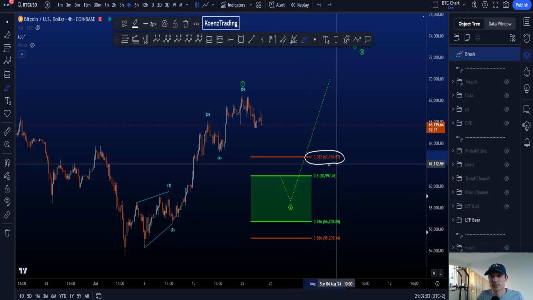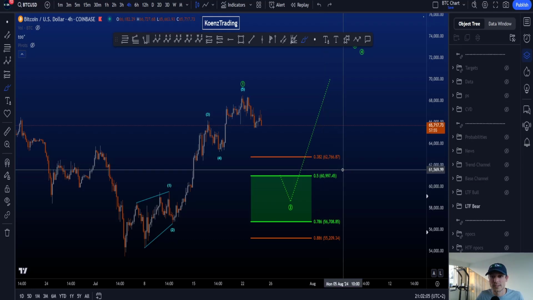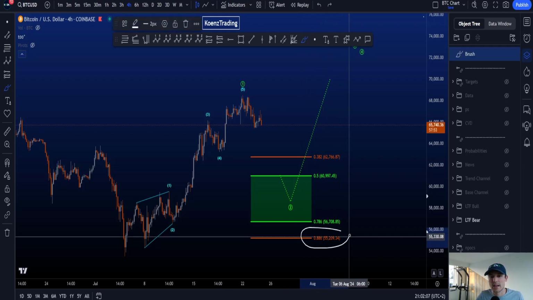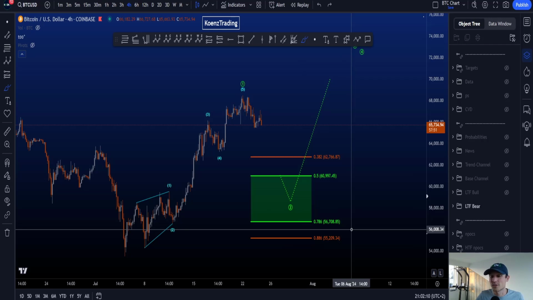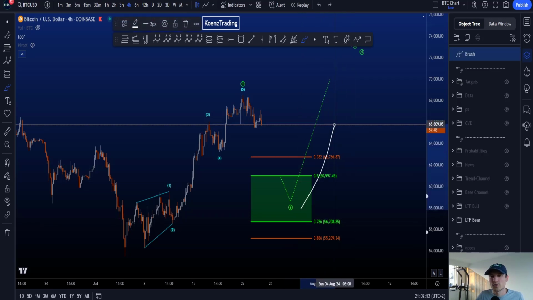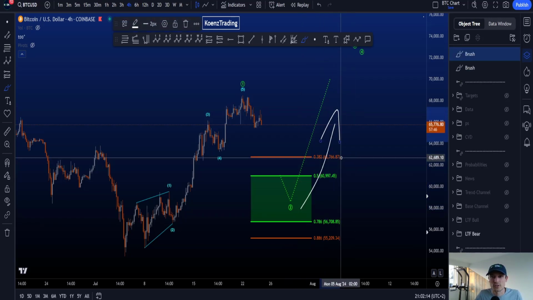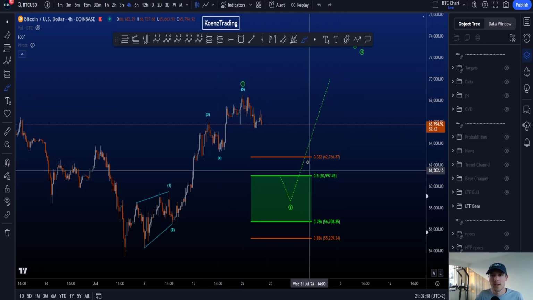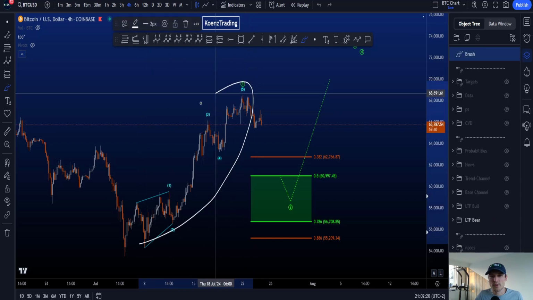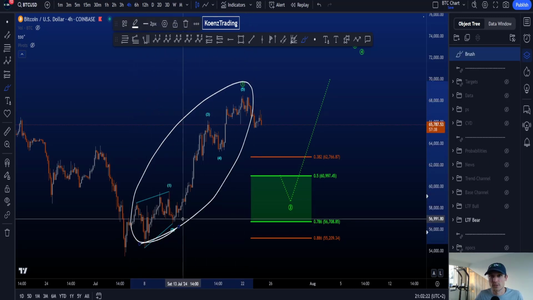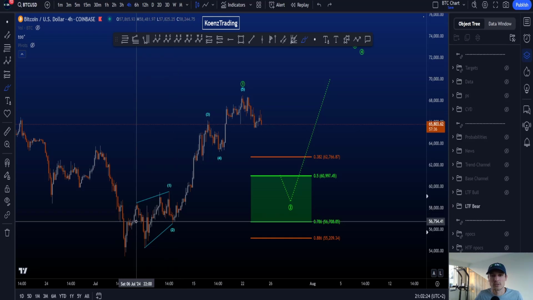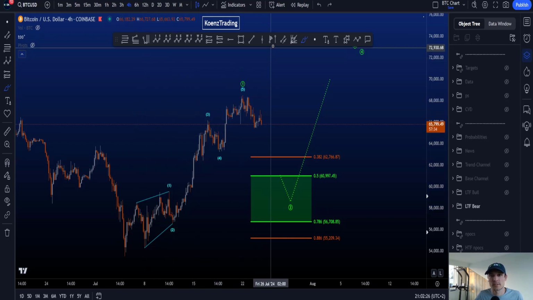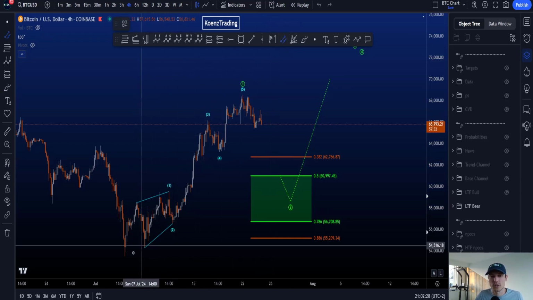The 0.382 is an uncommon target for a wave 2 at 62.7k, and the 0.886 is very rare, you don't want to hit it. After wave 2, we're going to be looking for an impulsive structure towards the upside to break the high of your wave 1. Now let's look at the different Elliott wave channels that we have, the base channel, the trend channel, and the end channel, to see if this move towards the upside is a correct impulsive structure.